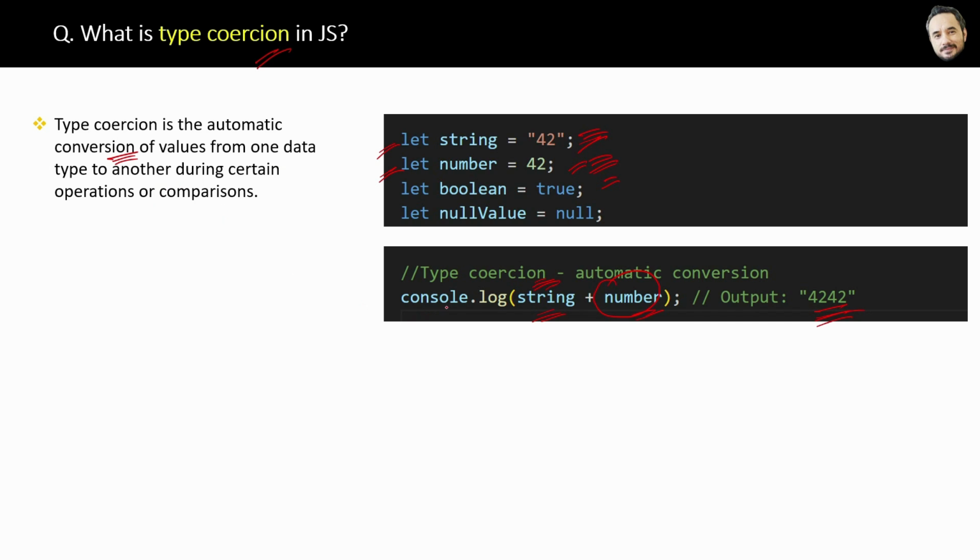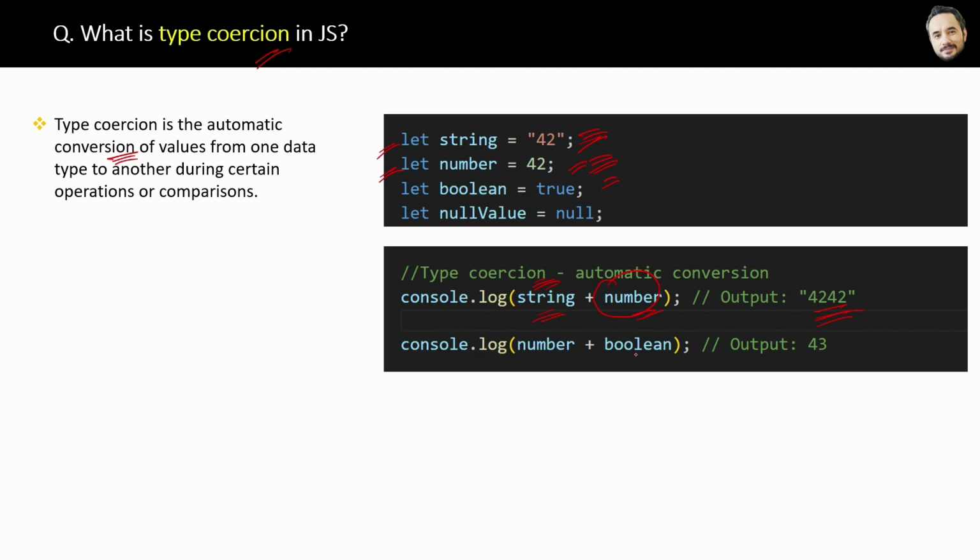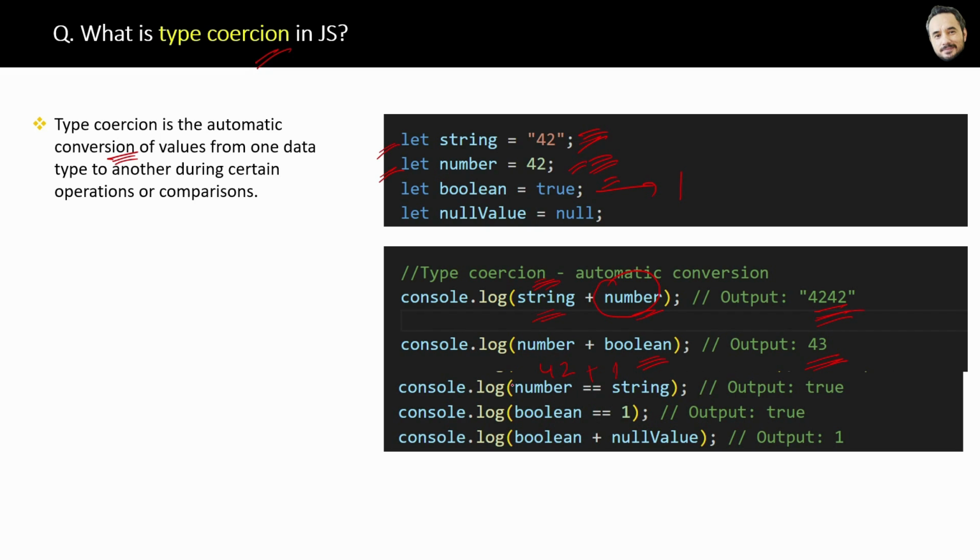Another example is like this. Here the boolean value true will be automatically converted into a number 1 by type coercion and the output will be 42 plus 1 equal to 43. Similarly, we can use type coercion with the comparison operators like this. The output will be true because type coercion is converting a number 42 to a string.